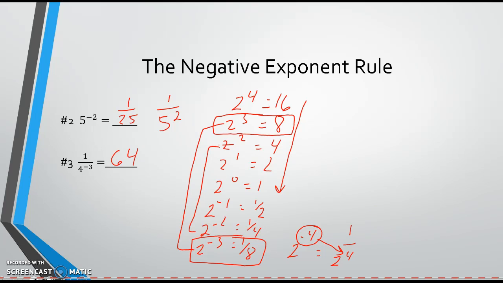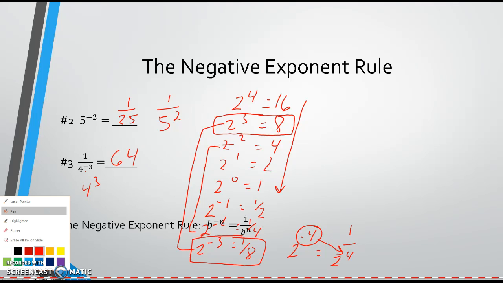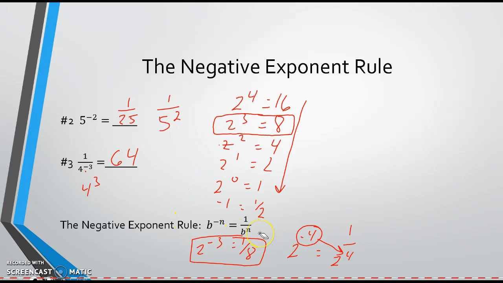It works the other way too. If I have a negative exponent on the bottom, I can make it a positive exponent by putting it on the top. So 1 over 4 to the negative 3rd is the same thing as 4 to the positive 3rd on top. And 4 to the positive 3rd is 64. And so what is the negative exponent rule? It simply says that if we have b to the negative nth, that's the same thing as 1 over b to the positive nth. And if the exponent is positive, we can make it negative, so it works in both directions. So there are 2 rules: the 0 exponent rule and the negative exponent rule.